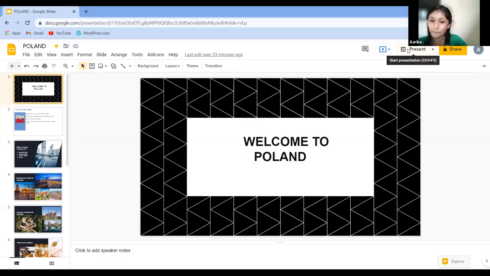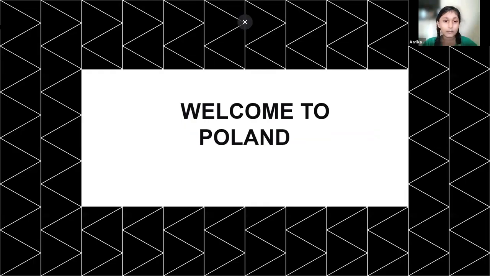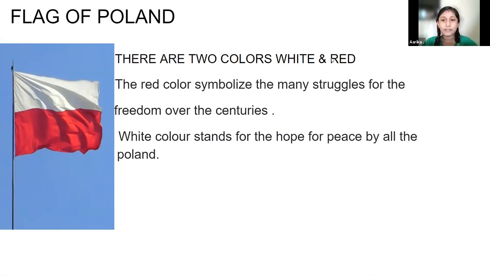Welcome to Poland. On the flag of Poland, there are two colors, white and red. The red color symbolizes the many struggles for freedom over the centuries. The white color stands for the hope for peace for all the people of Poland.